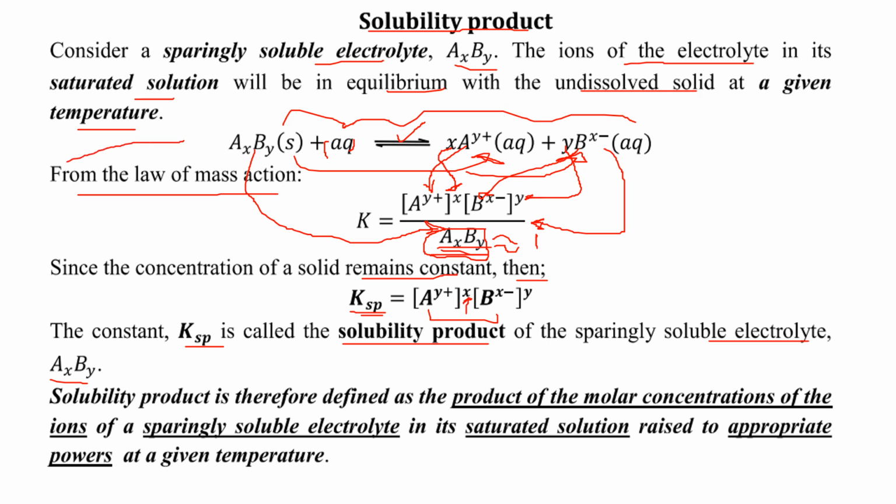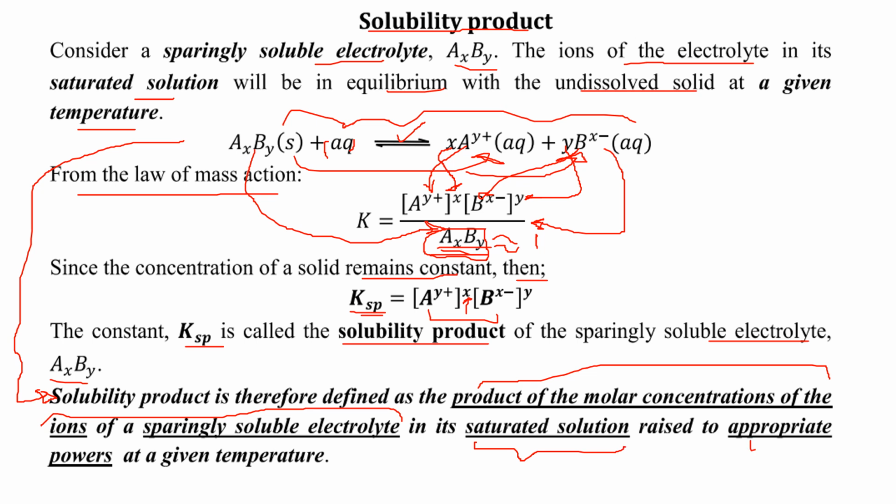Now let's look at the definition of solubility equilibria according to the expression we just derived. So here we are going to be saying that solubility equilibria is therefore going to be defined as the product of the molar concentrations of the ions of a sparingly soluble electrolyte that are present in a saturated solution raised to their appropriate powers. But this product must be at a given temperature. Just like I told you, every definition you define in equilibria must contain a condition, and always that condition is going to be a given temperature.